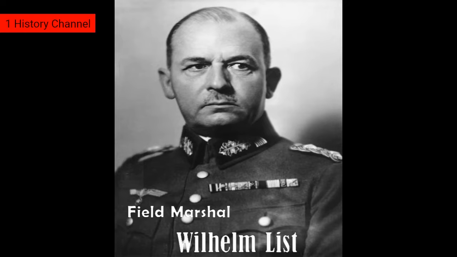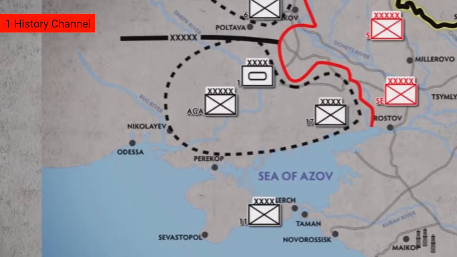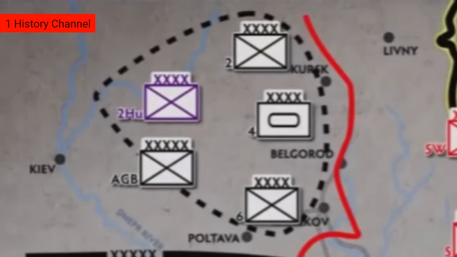Army Group A was led by Field Marshal Wilhelm List and was composed of the 1st Panzer Army, the 17th Army, the 3rd Romanian Army, and the 11th Army.